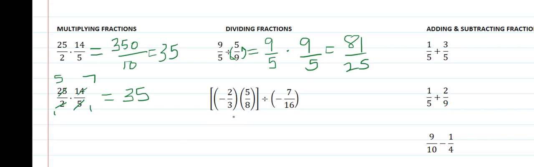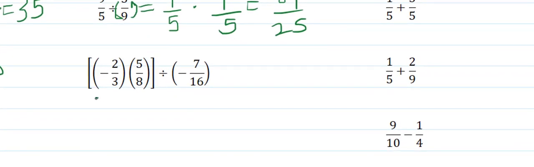Okay, let's do some, please excuse my dear Aunt Sally, so I want to do the inside first. I can see that 2 would go into 8 4 times, so I end up with negative 5 over 12.